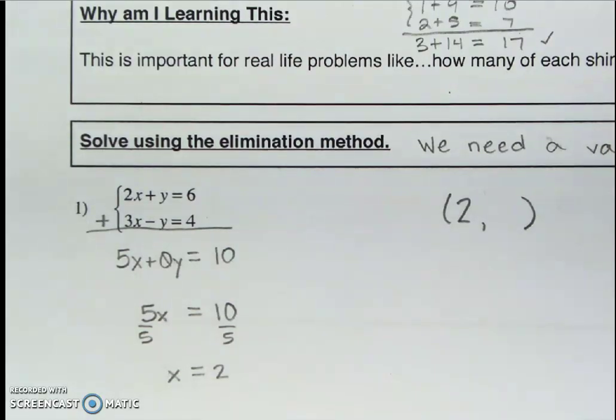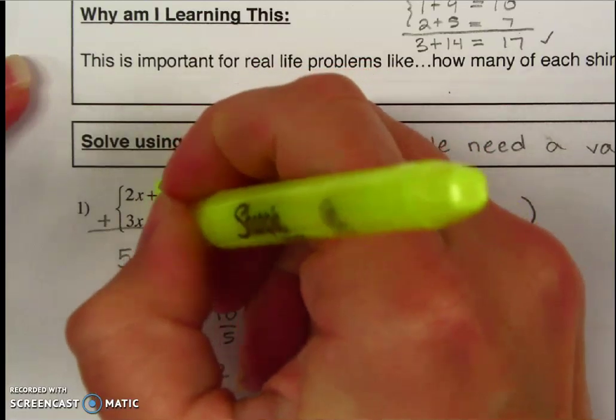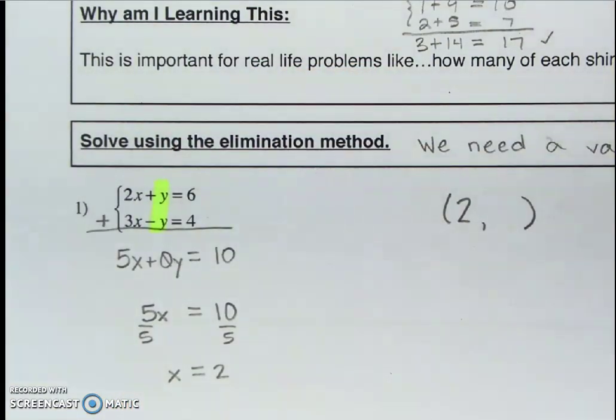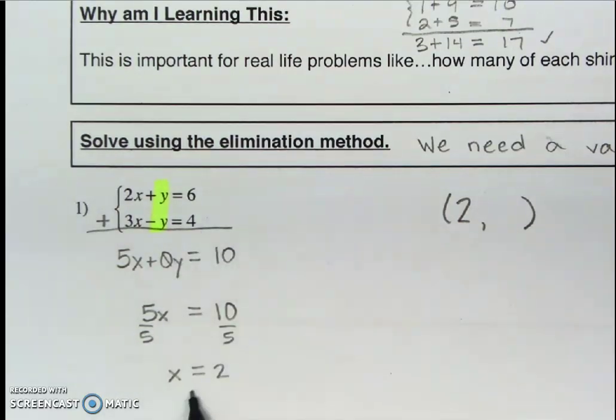Again, I want you to highlight this because I want you to see what happened here. We added these together and the y's eliminated. The y's went away because they were opposites. They were additive inverses. And so they cancel out. That's what we want to have happen. If one of the letters cancels out, we can solve for the other.